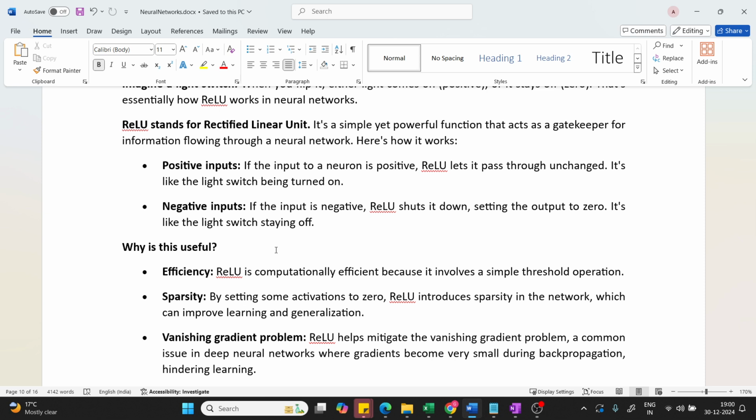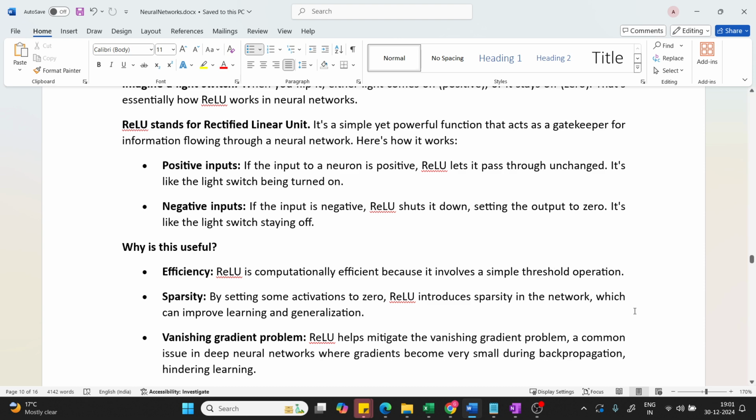So let's move ahead to why it is useful. It is computationally efficient because it involves a simple threshold operation. That threshold is a binary threshold: either it will accept or not accept, based on some criteria. Like if you have the access card, then you will enter the office premises; otherwise, you need to go back and will not be allowed to enter. So a very simple threshold level makes it efficient.